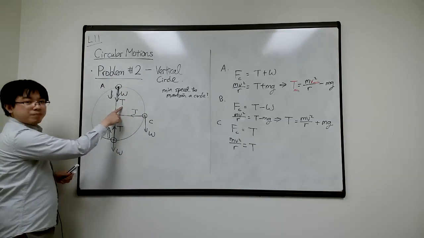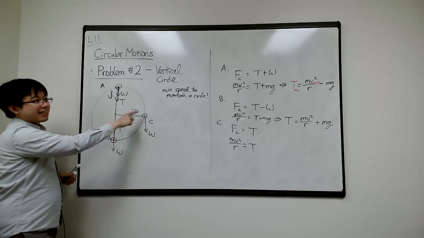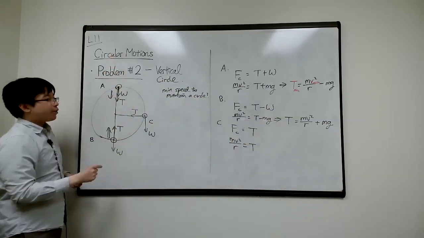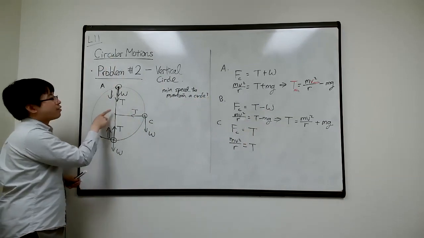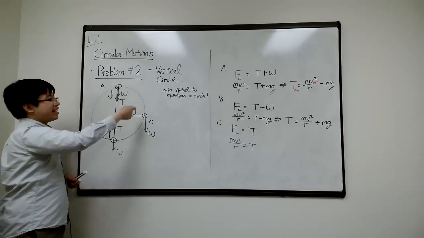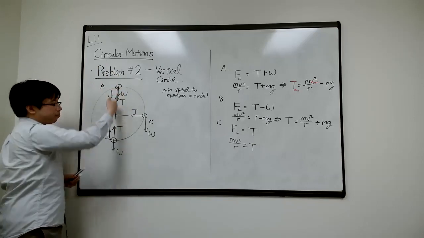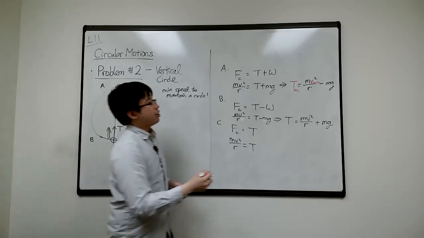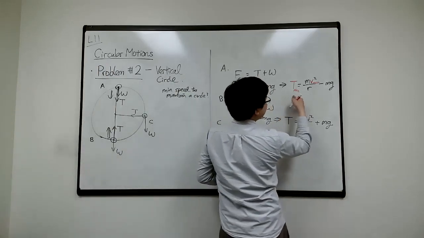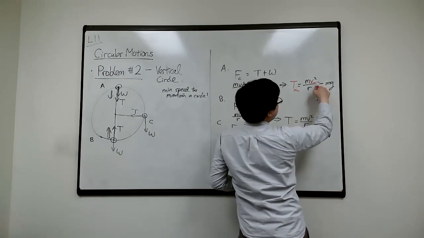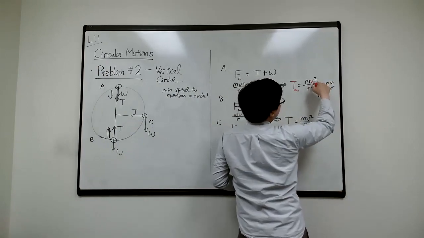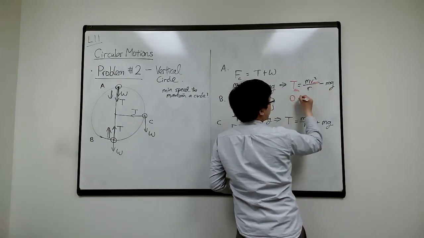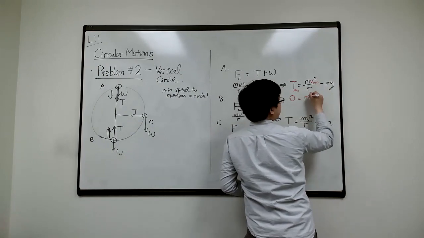Can it be negative? What does that mean? If that goes negative, it means tension points upward. But the rope will never do that. The rope will never push the object upwards. Ropes always pull things. So no, the minimum value of this, T min, is 0. So if I want the smallest possible value, the smallest value over here is 0. So I need to solve this equation when T equals 0.